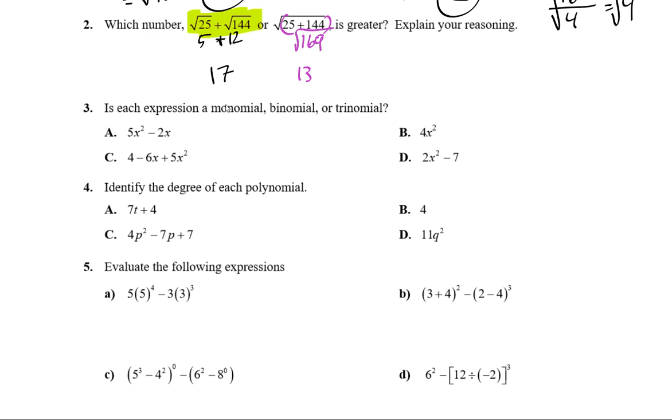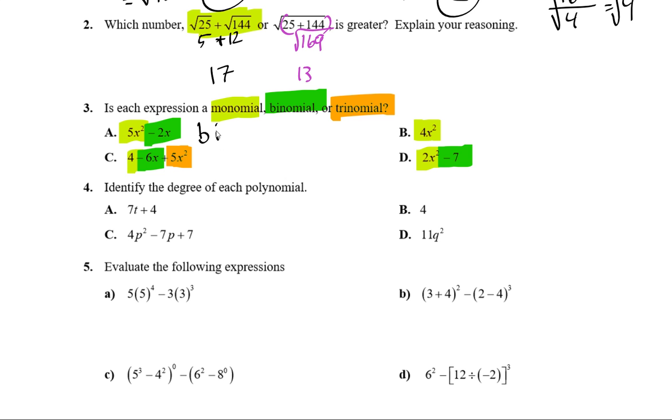Next, is each expression a monomial, binomial, or trinomial? So we have monomials, binomials, and trinomials. Trinomials have 3 terms like this. Here's our third term. The binomial, this is our second term. And for monomials, this is our first. So we give the greatest number, right? So this one has 1, 2 terms, so it is a binomial. This one has 1, 2, 3, it is a trinomial. This one has 1, it is a monomial.